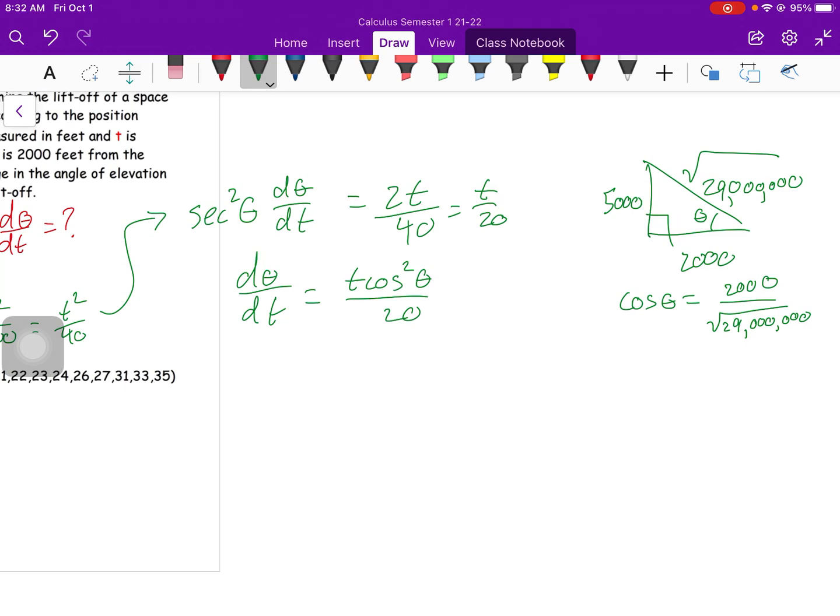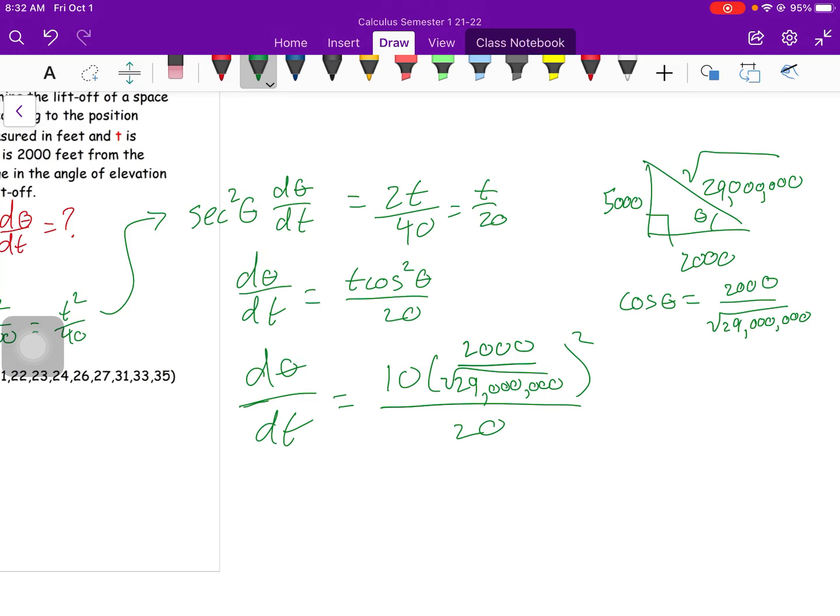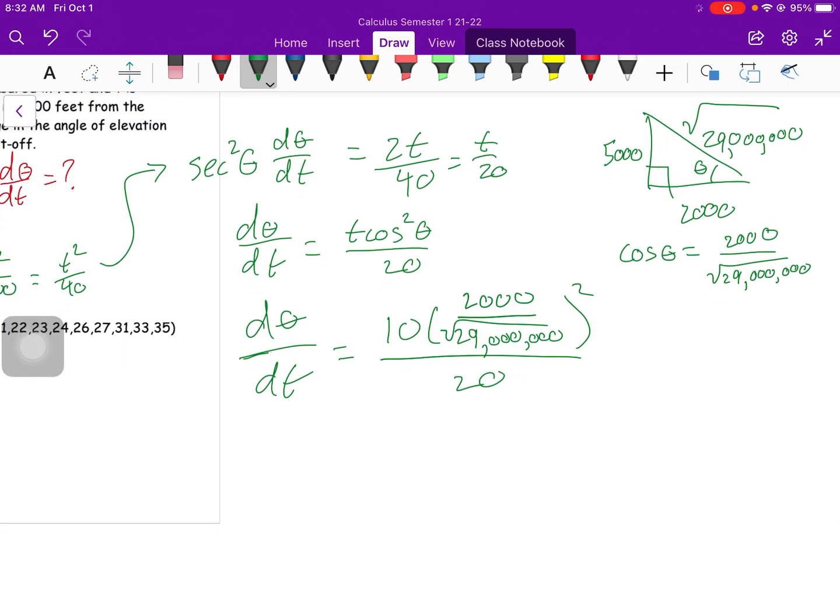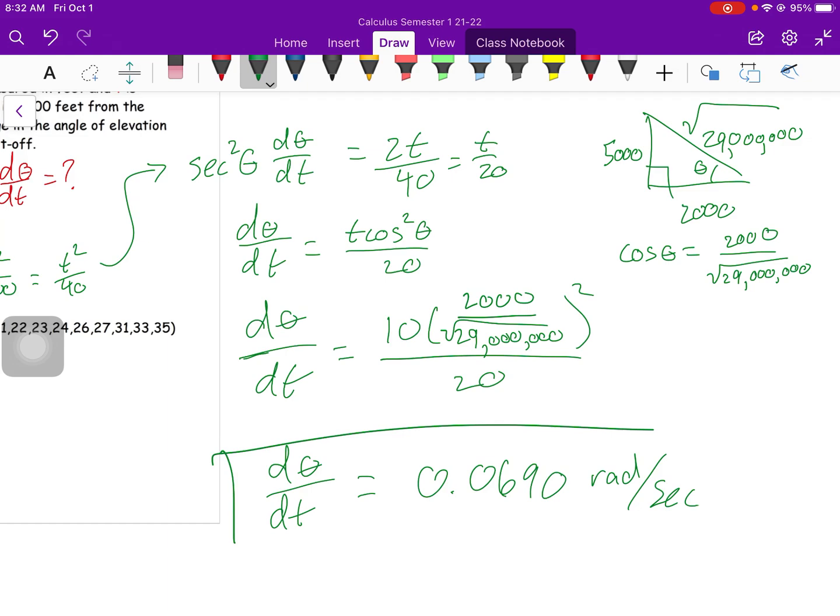So I can plug that in. d theta/dt is equal to 10 times 2,000 over the square root of 29 million, squared, all over 20. If I plug that into my calculator, it takes me a little time to plug in my calculator, but I should get 0.0690. We measure our angle in radians per second.